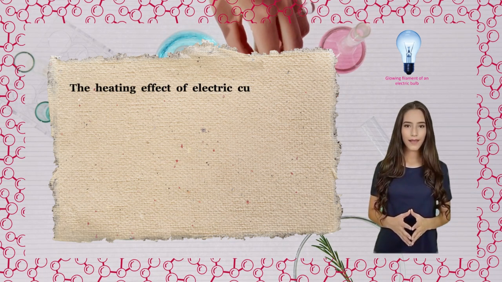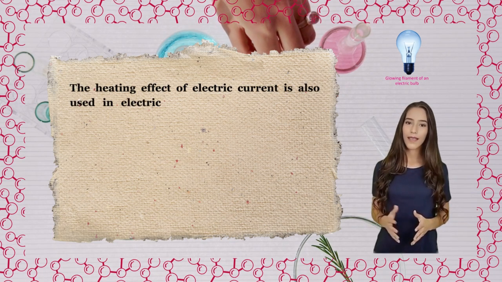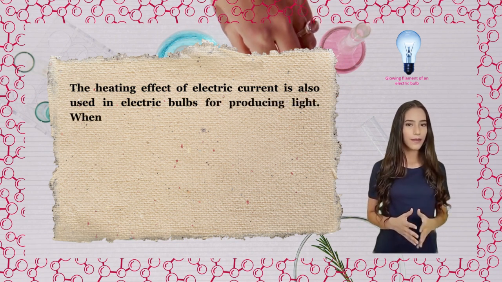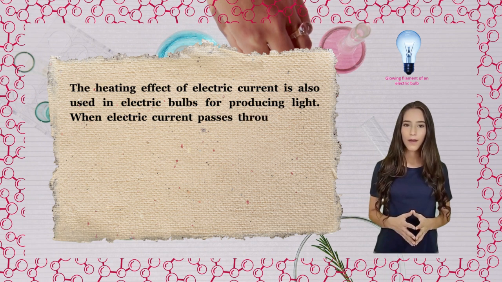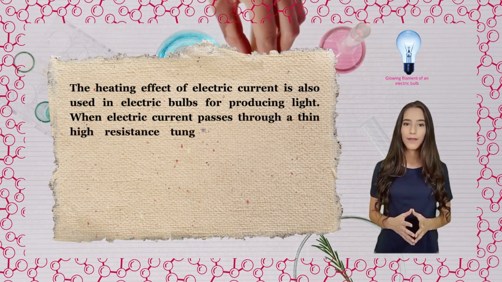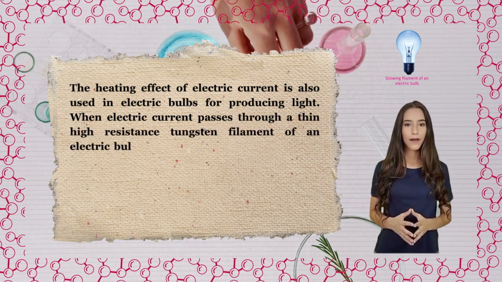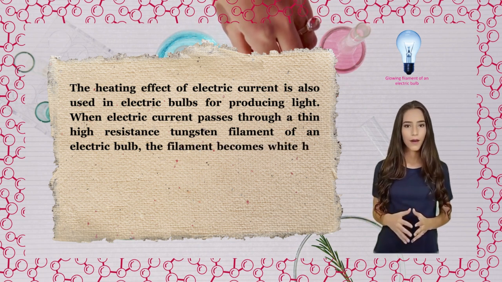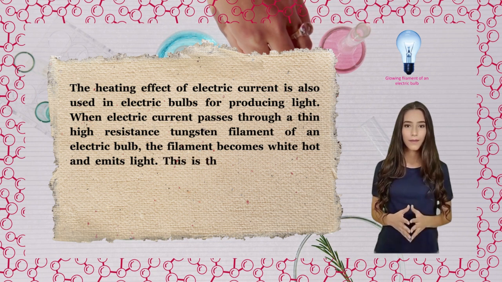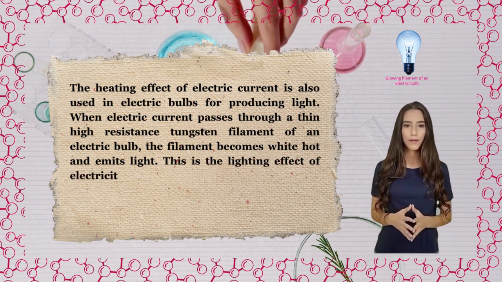The heating effect of electric current is also used in electric bulbs for producing light. When electric current passes through a thin high-resistance tungsten filament of an electric bulb, the filament becomes white hot and emits light. This is the lighting effect of electricity.